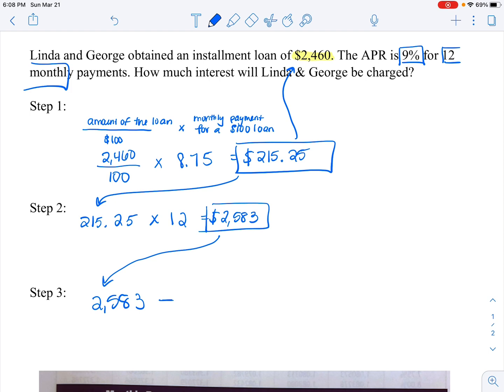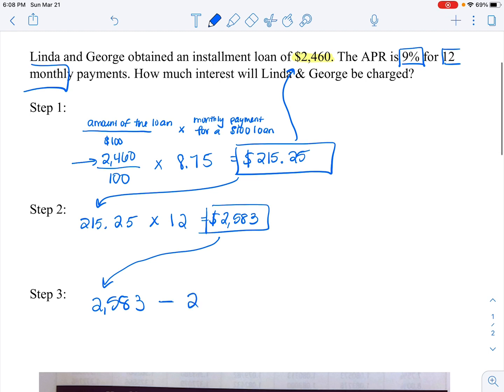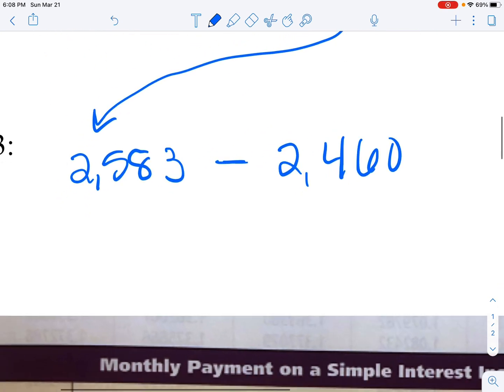So the amount of the loan we're using again. We used it in step 1 right here. I'm going to point to it. And we're going to use it again in step 3. So 2,460. So let's just take a look at these numbers for a second.